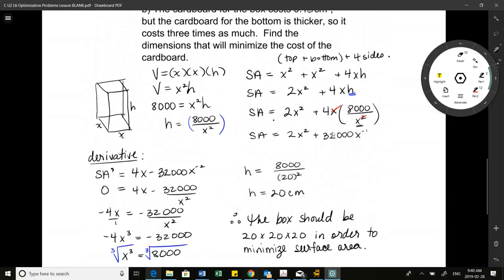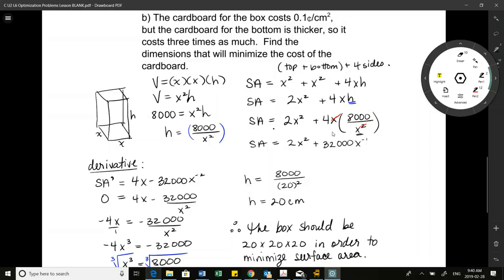All right, the second part of this tells us some information about cost. The cardboard for the box costs 0.1 cents per centimeter squared, but the cardboard for the bottom is thicker, so it costs 3 times as much. So it's costing 0.3 cents per centimeter squared. We want to find the dimensions that will minimize the cost of the cardboard. So I'm going to work from this formula of surface area right here because I already have my top and my bottom separated out. And we're just going to multiply those areas by their cost per centimeter squared.